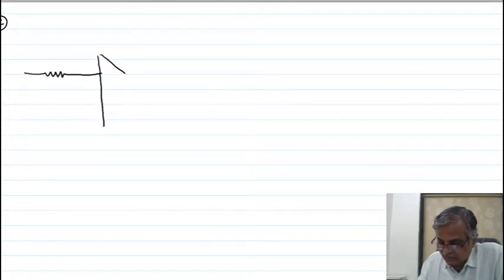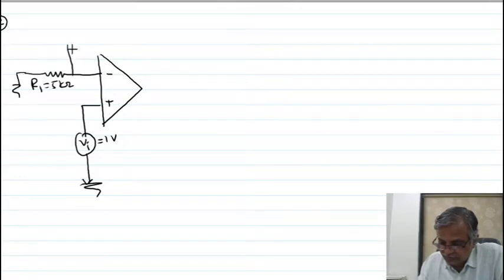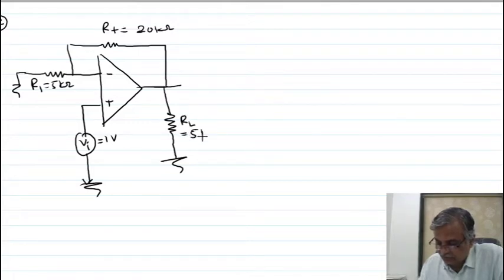Second numerical I am discussing. For this given circuit, they have given the circuit diagram. They are giving Vi equal to 1 volt. Here R1 they have given 5 kilo ohm, RF they have given 20 kilo ohm, and RL they have given 5 kilo ohm.